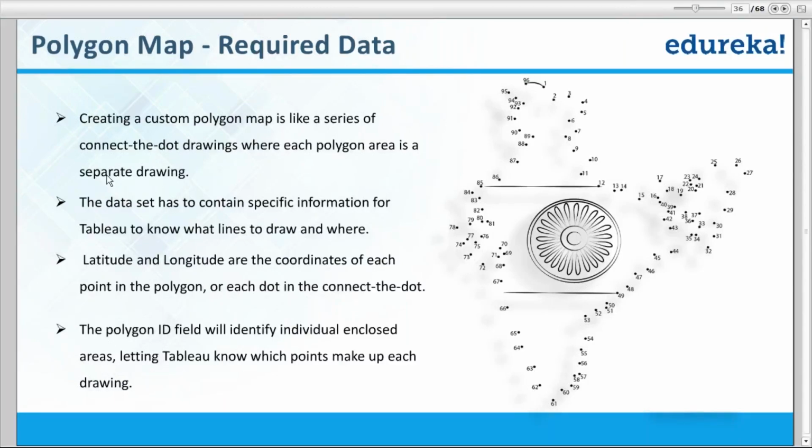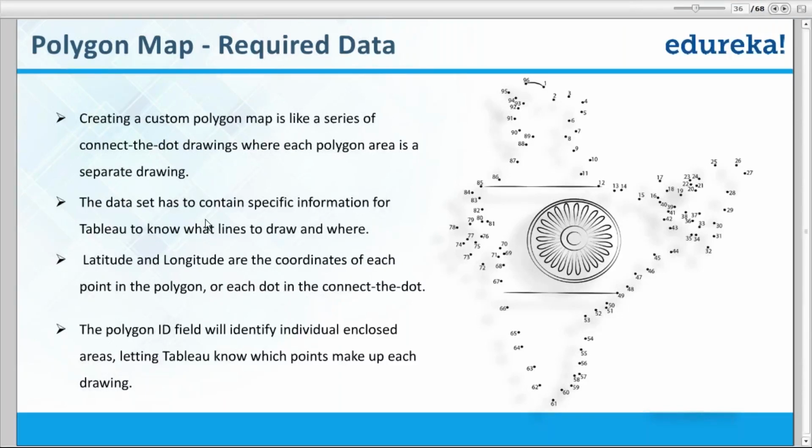Creating a custom Polygon map is something like connecting a series of dots like this. Each and every area is like a dot drawing; you just have the axis set and you will be able to get the map right there. So for Tableau, what information do we need to give to tell Tableau that we need a map like this?